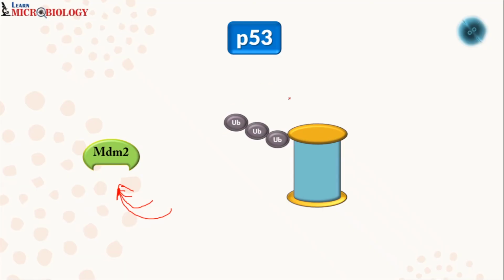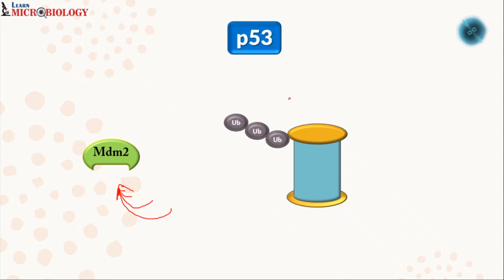Proteasome will recognize the tag. It will open its lid, or basically this is just an analogy to let you all know. Now P53 will be put inside your proteasome organelle. It will be destroyed with the help of proteolytic enzymes, and it will be thrown out in the form of individual bits and pieces of amino acids.